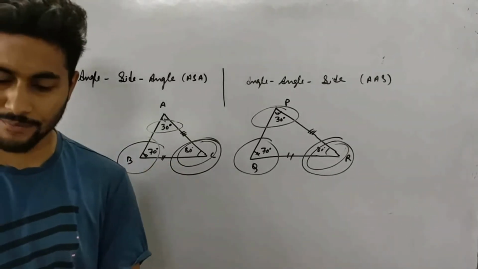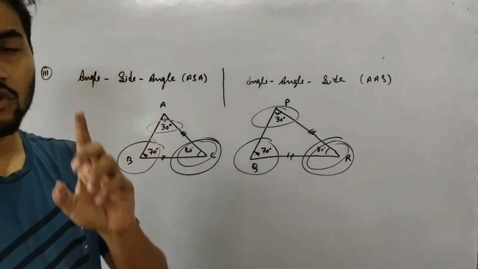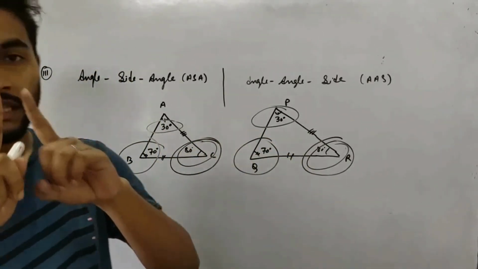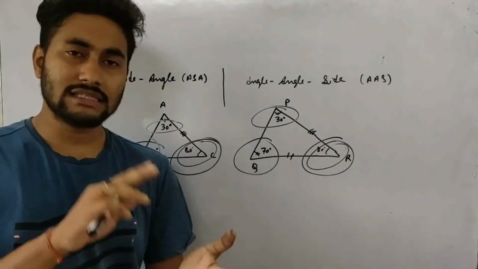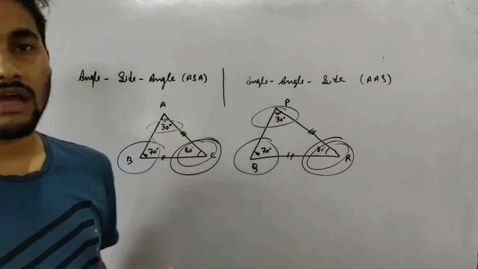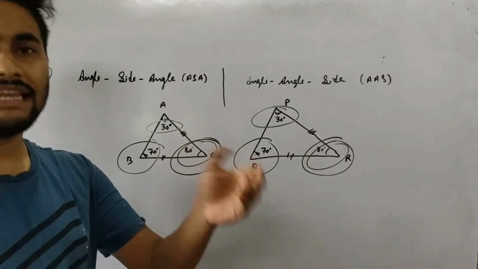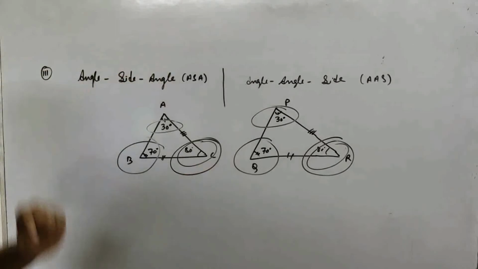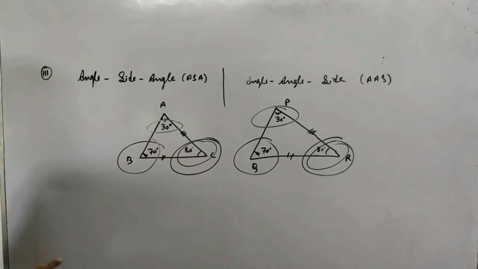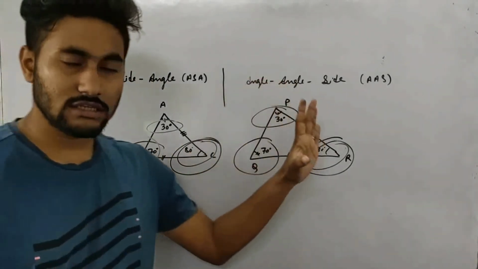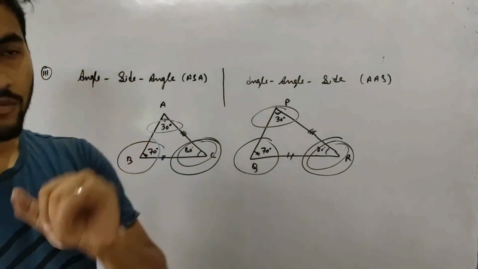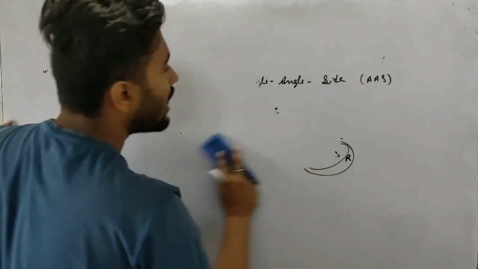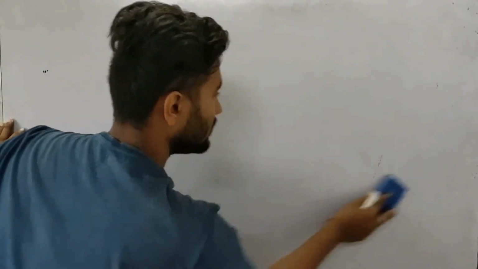Understood? So the clear point is what? If two angles are equal, then the third angle is also equal. And if all the three angles are equal, then the side will always be between two angles. The side can be between these two angles, or between these two angles, or between these two angles. So these are your four properties to prove that the triangles are similar. Now we can start the exercise, okay?